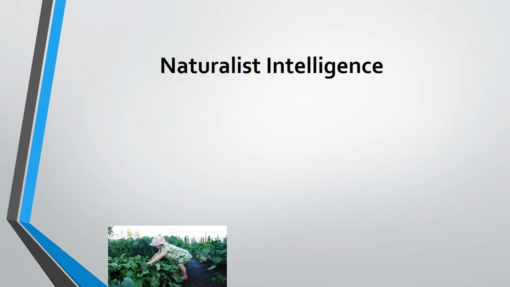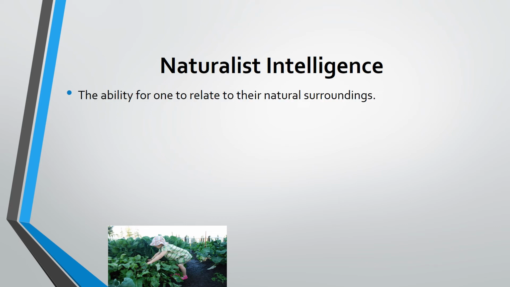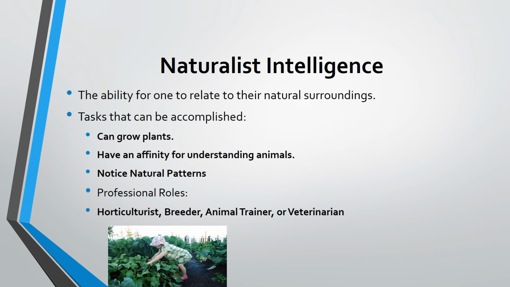Finally, we have naturalist intelligence. This is the ability for one to relate to their natural surroundings. So we would consider them nature smart. Tasks that can be accomplished: well, they can grow plants, they have an affinity for understanding animals, and they notice natural patterns. Some of the professional roles that we may see them in are horticulturists, breeders, animal trainers, or even veterinarians.